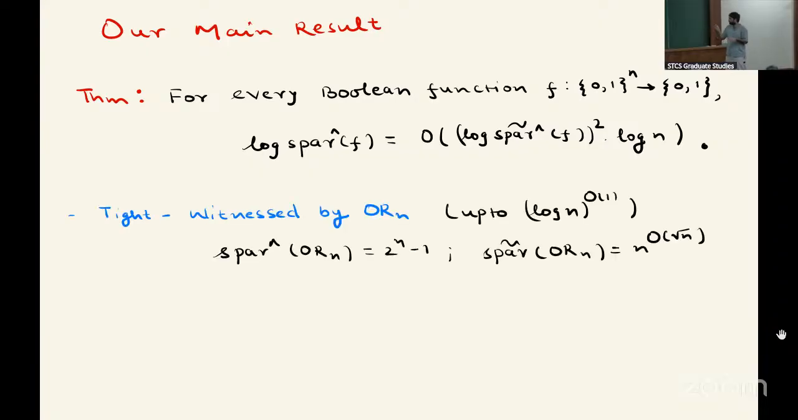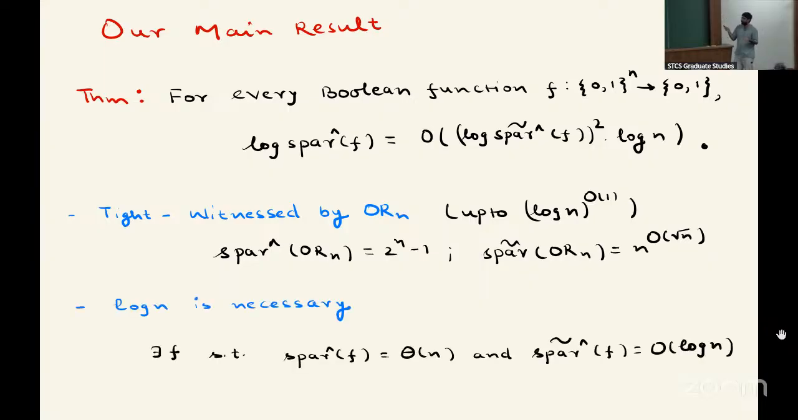And this is tight, as you can see, I've been saying this. So approximate sparsity of OR is n to the order root n, because the degree of OR is theta root n, and sparsity of OR is 2 to the n minus 1, whatever. So up to polylog n, this 2 is tight. This relationship, this 2 is tight.